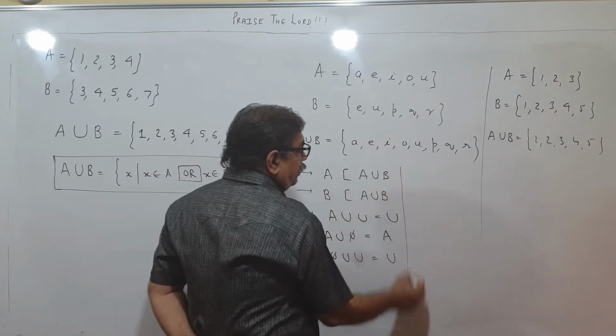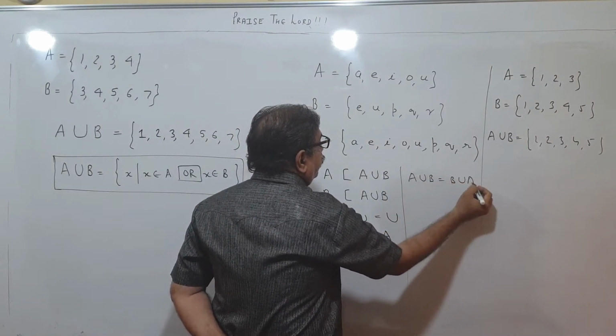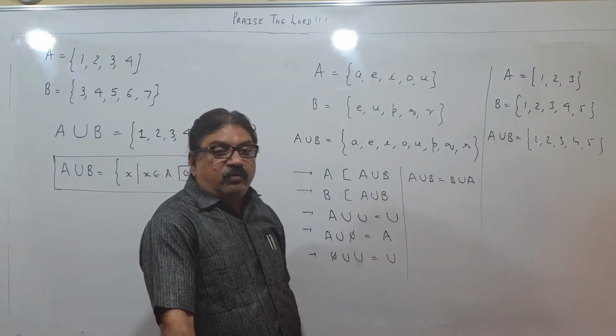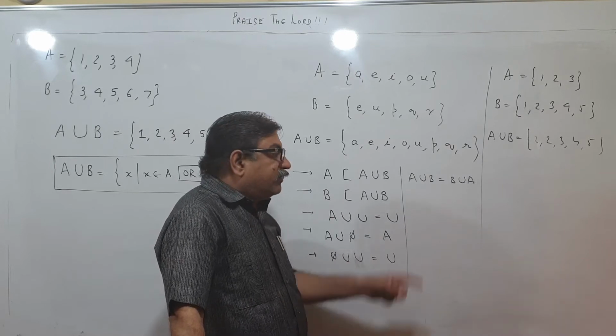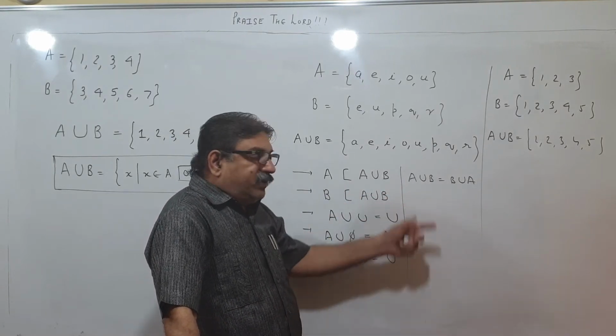Also we can make out if I take A union B or if I take B union A, it is one and the same thing. So commutative law holds good for union. If I write first elements of A, then of B, or first write elements of B, then of A, it makes no difference to me.